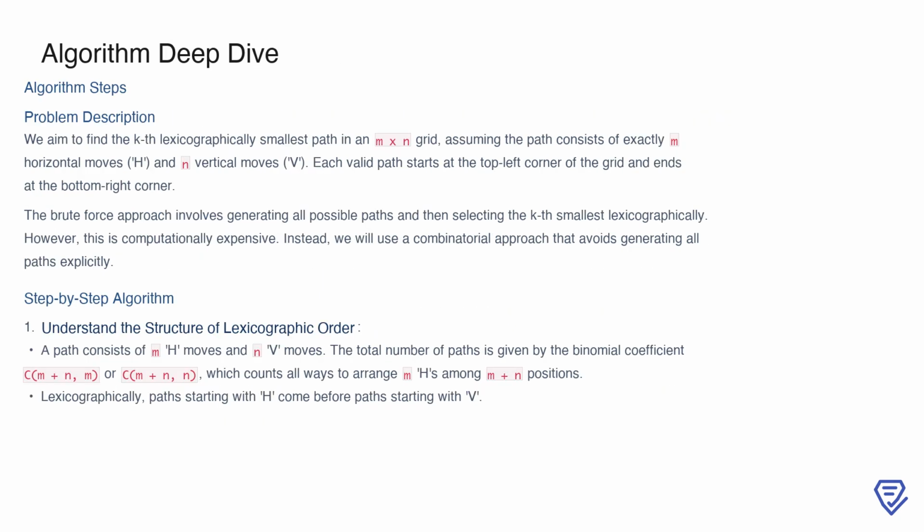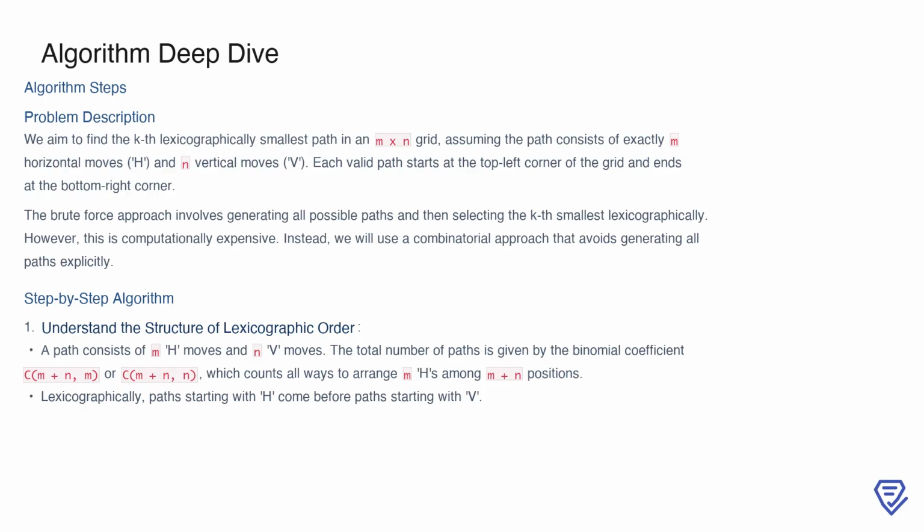To solve the problem of finding the kth lexicographically smallest path in an M by N grid, we need to understand the structure of the paths. Each path consists of exactly M horizontal moves, represented as H, and N vertical moves, represented as V. These paths start at the top left corner and end at the bottom right corner of the grid.